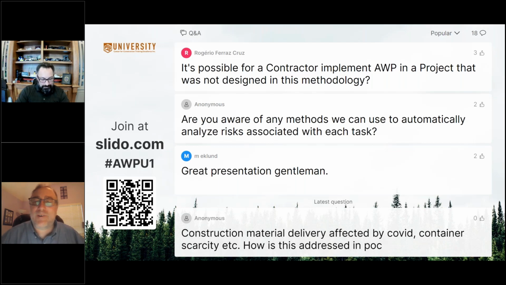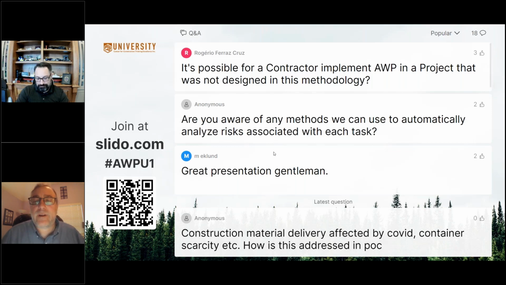Your crawl, walk, run. Horizon 1, we're going to do this. We're only going to do so many disciplines. Horizon 2, we're going to take on more. We're going to expand it. So it's about really setting that up and biting off the right size chunks.